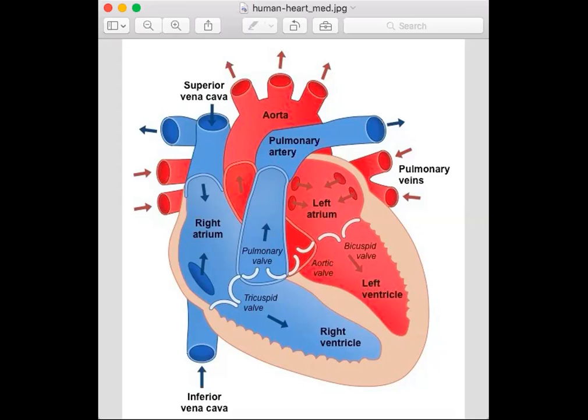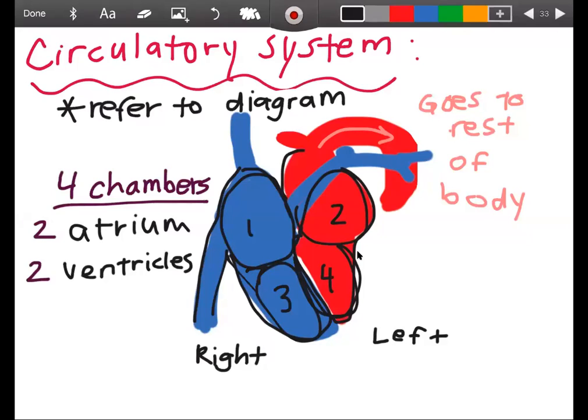So let me go back to sharing my other screen. Are there any questions before we move forward?